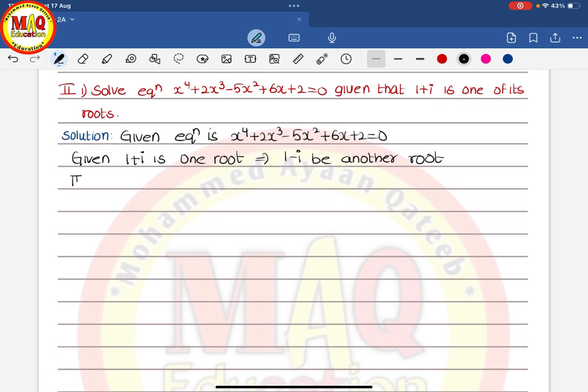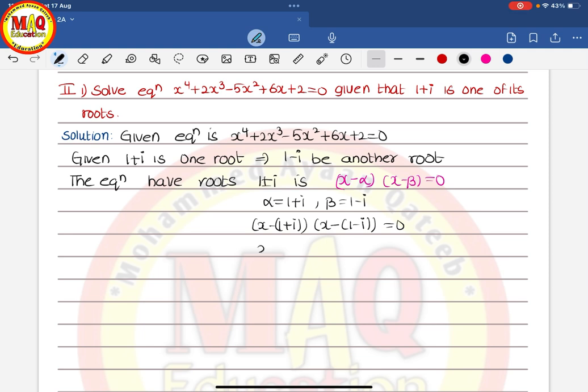Okay, now the equation has roots 1 plus or minus i. For this we need to write the formula (x minus alpha) into (x minus beta) equal to 0. Now here alpha equal to 1 plus i, beta equal to 1 minus i. Now substitute: x minus alpha is x minus (1 plus i) into x minus beta is x minus (1 minus i) equal to 0. Here what will get: x minus 1, taking as one term, minus i, into x minus 1, minus of minus is plus i, equal to 0.